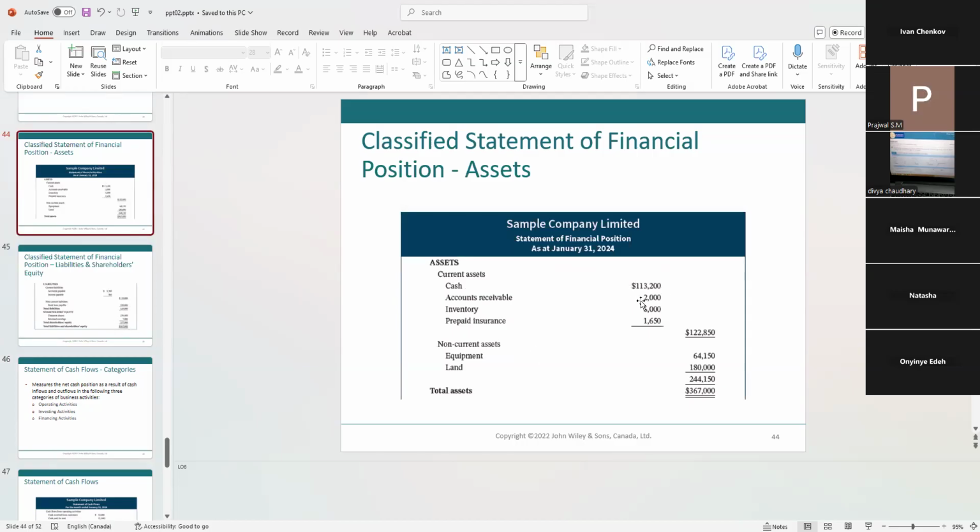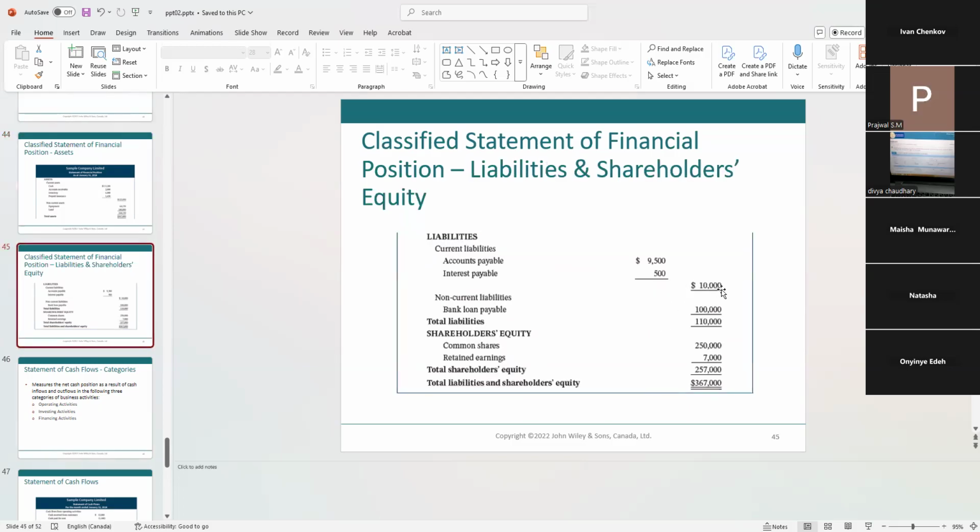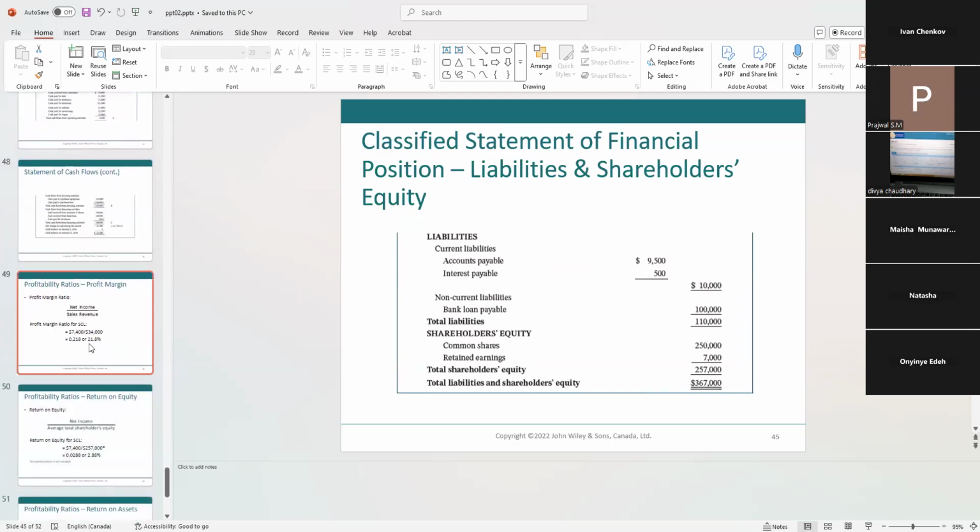The other thing that we can see right here is, look at our current assets. We have $122,850 current assets. And our current liability is only $10,000. This company is in a very good state right now.